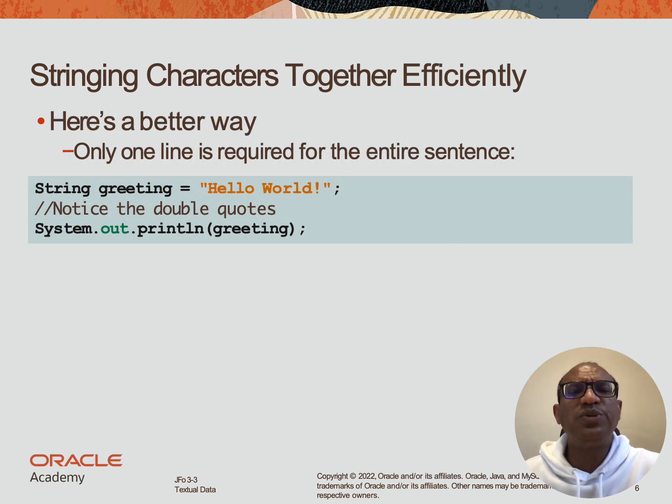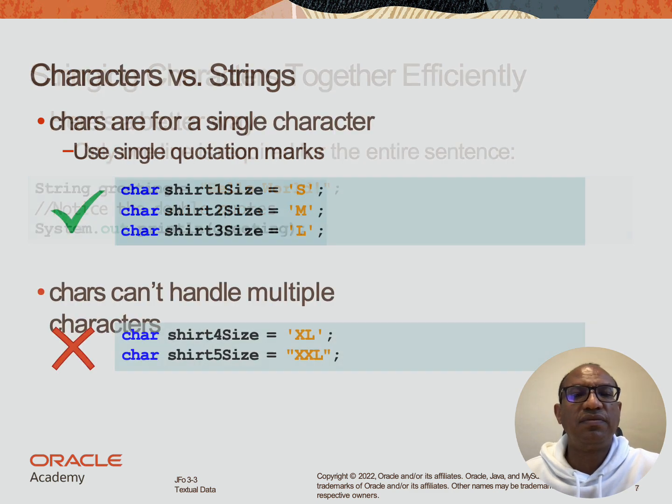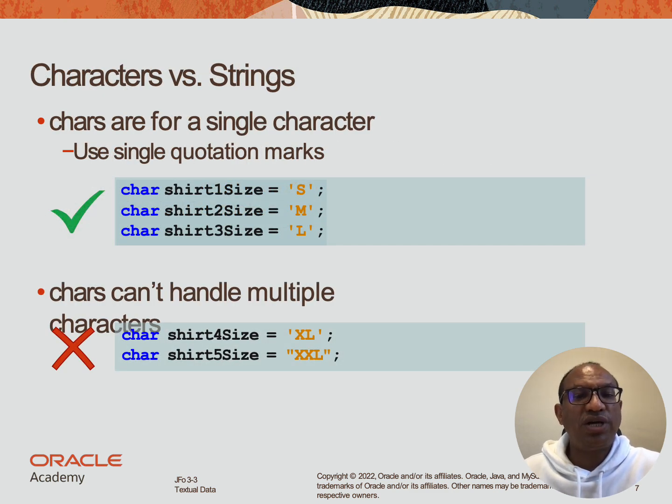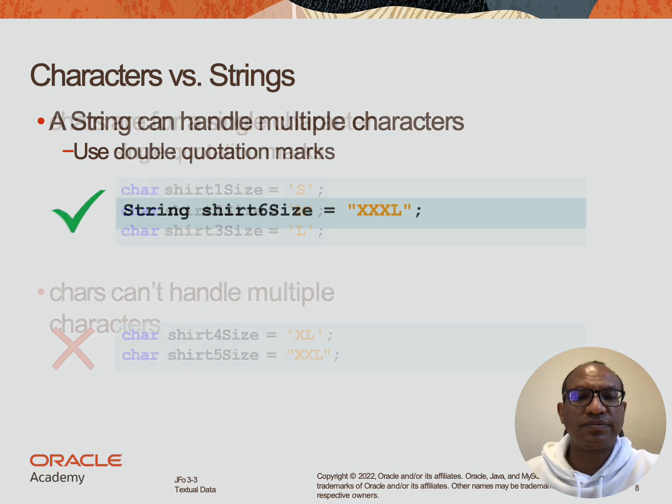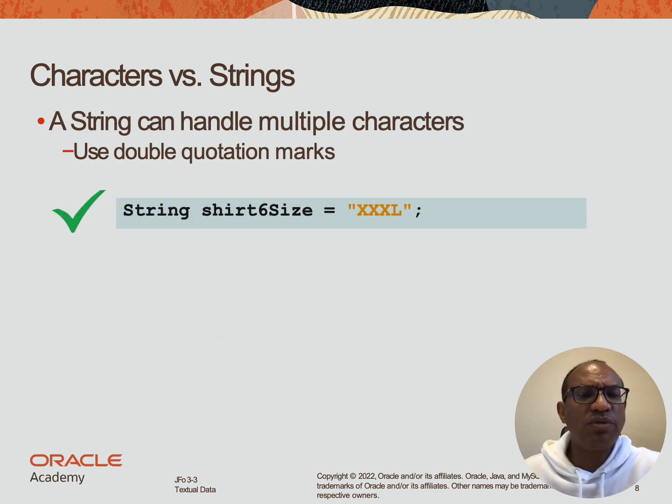A more efficient way to store words or sentences is with a string. Strings use double quotes and can hold entire phrases. Remember, char is for single characters in single quotes. It can't hold more than one character or it will cause an error. To store multiple characters like shirt sizes, use a string. It can handle entire words or combinations of characters.